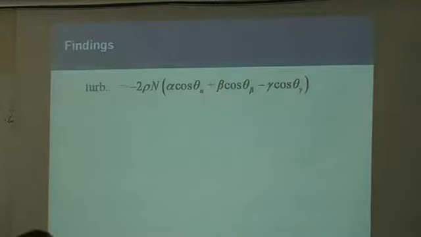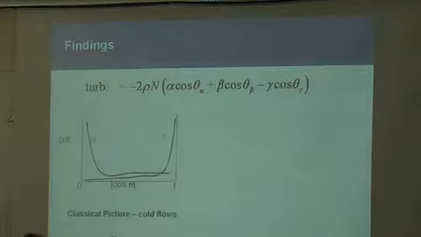And what we have learned, just to remind ourselves, I have written here again, the turbulence time is written in this way. Alpha, beta, gamma are the principal strain rates, and these are the directions of the principal strain rate with respect to the gradient vector. So what we know from the literature, the classical picture for the cold flow, is this. What I have plotted is the PDF of the cosine of the angle for alpha, the most extensive strain rate, and gamma, the most compressive strain rate.